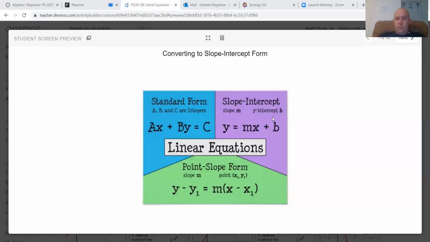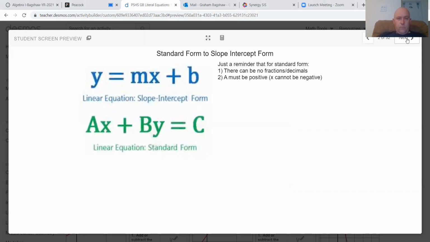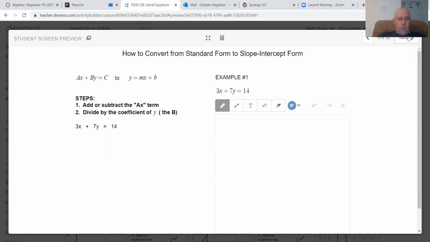And then in the following lesson, we'll look at some different equations that we also want to review. This is going to be particularly important for your sciences, and also for things like geometry and Algebra 2 as well. Just a reminder that for standard form specifically, there are no fractions or decimals, and a must be positive, as in the number of x.